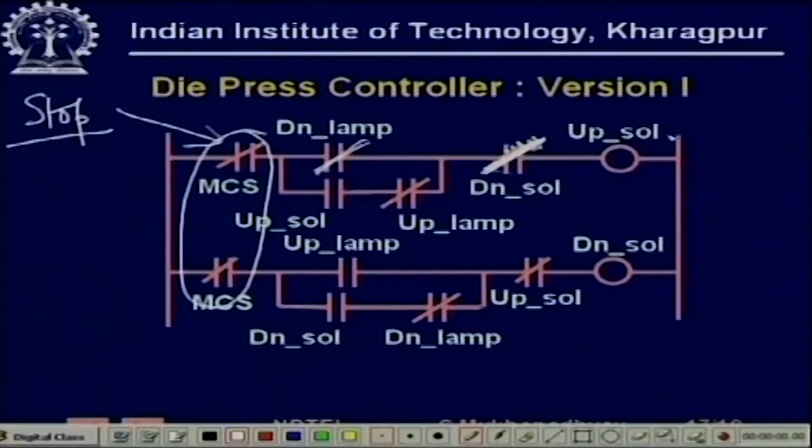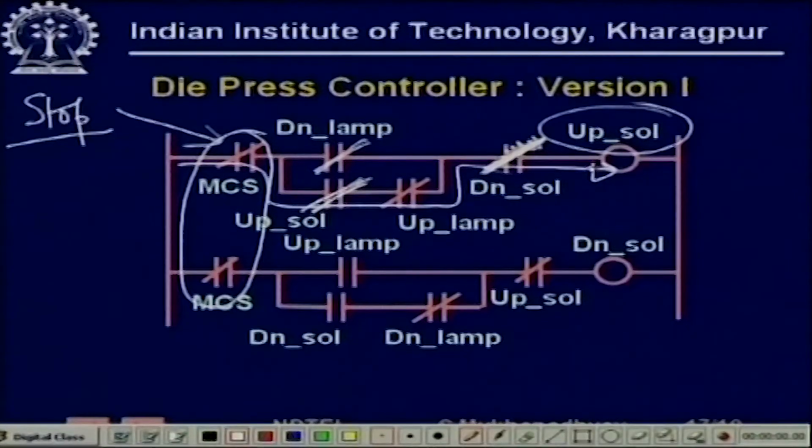So, when the down lamp is closed, immediately the up solenoid will get supply. When the up solenoid gets supply, this is an auxiliary contact, so it becomes on. Now, there is a path through this way. Note that immediately when the up solenoid is on, the press will start going up, and when it goes up, the down limit switch and the down lamp will open. Even if this opens, the up solenoid will be on and it will keep going up.